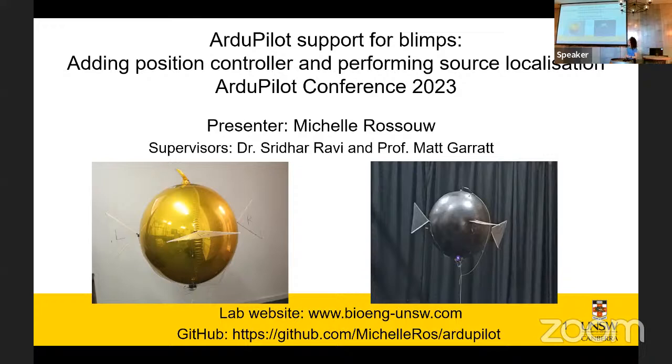So I'm doing blimps in ArduPilot. My last talk was on just the manual mode, and I've since added the position controller and also source localization. This is two of the different blimps. This one is actually the same silver balloon but painted black, because Vicon doesn't like reflection.